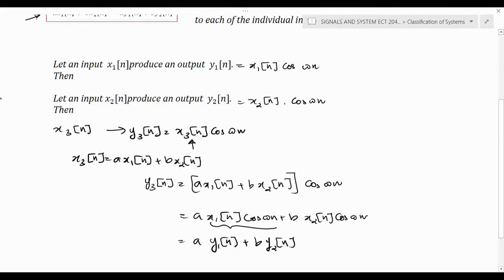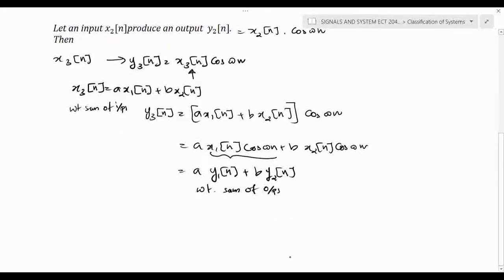And if you compare with the standard equation, the input is a weighted sum of inputs a x1 of n plus b x2 of n as a linear combination of inputs. Output is also a linear combination of outputs. So it's a weighted sum of outputs. So we can conclude that the given system obeys the linearity property, and we will call the system a linear system.